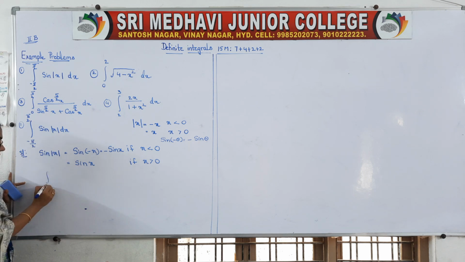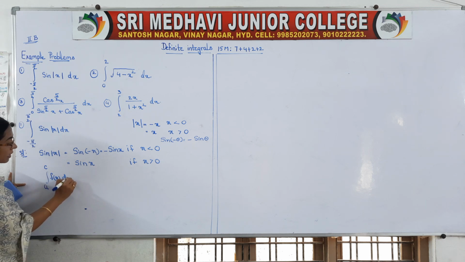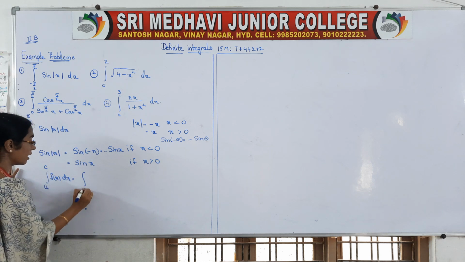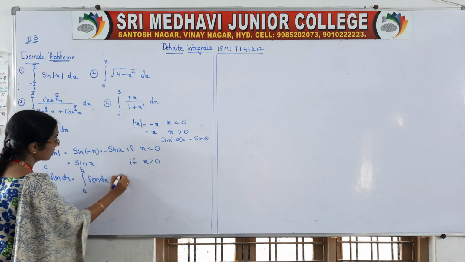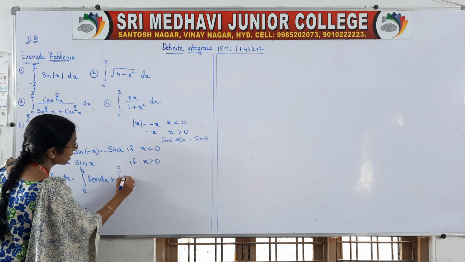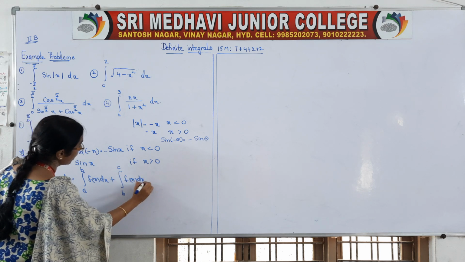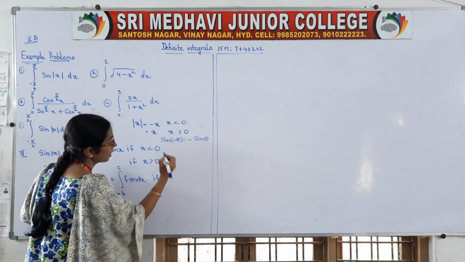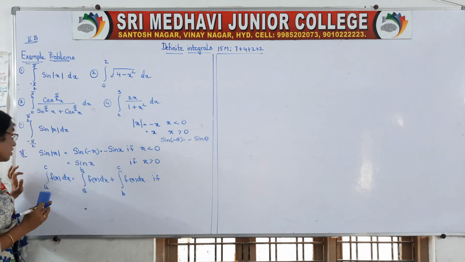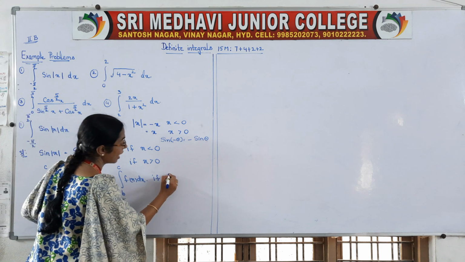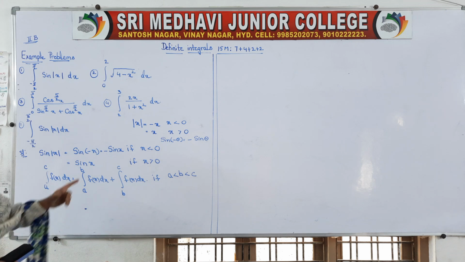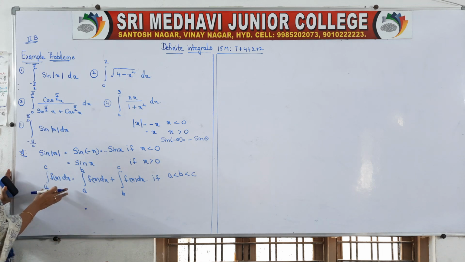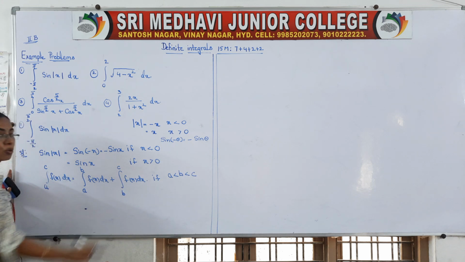And also we know one formula. What is that? Integral a to c of f of x dx is equal to integral a to b of f of x dx plus integral b to c of f of x dx, if your b value lies in between a and c. Then we can split this function into two integrals.